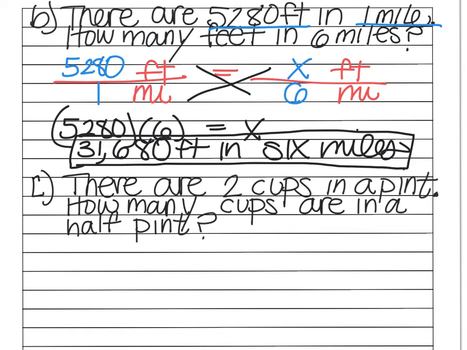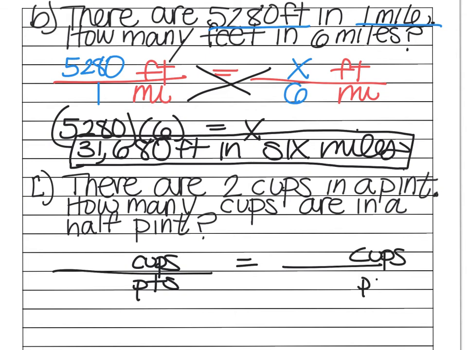Let's look at C. It says there are 2 cups in a pint. How many cups are in a half pint? So I'm going to have cups over pints equals cups over pints. And we're going to go ahead and fill in the missing pieces here. So we have 2 cups, so I'm going to write 2, in a pint, so that's 1 pint, equals cups. So how many cups are there? That's the question, we don't know. And a half pint. So we're just going to have a half written here.